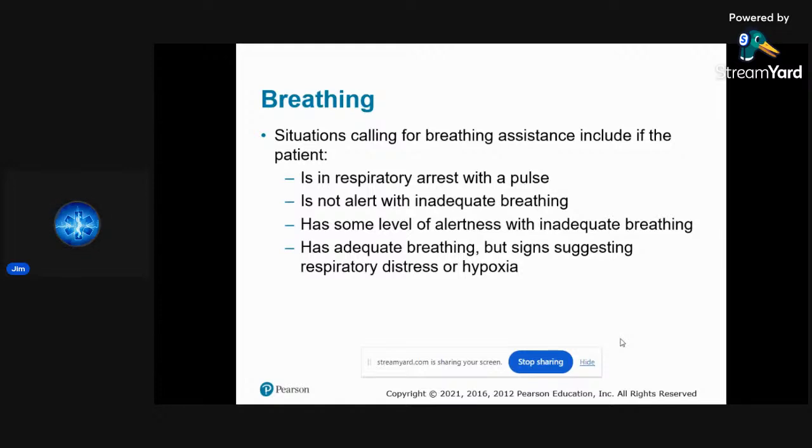The first three here, we're going to use the BVM. We're going to bag them. The last one, we maybe get away with just putting them on some supplemental oxygen. Maybe that'll help.